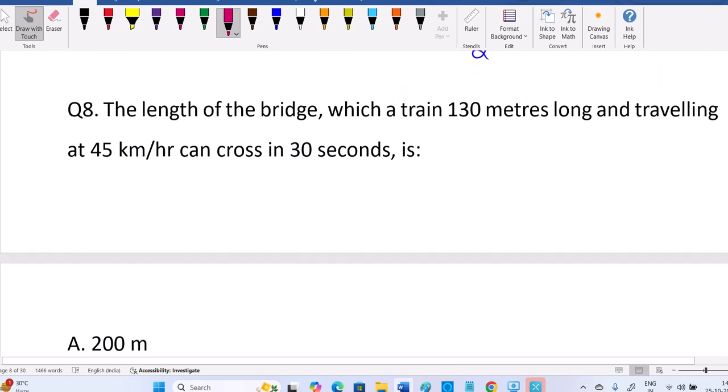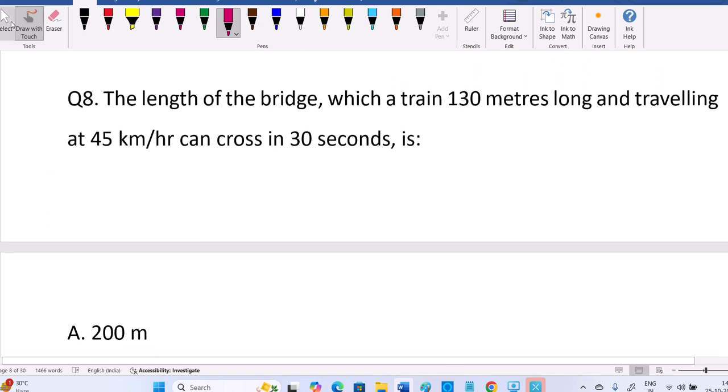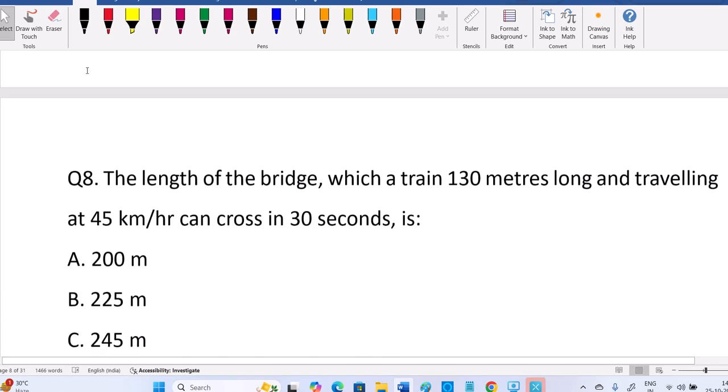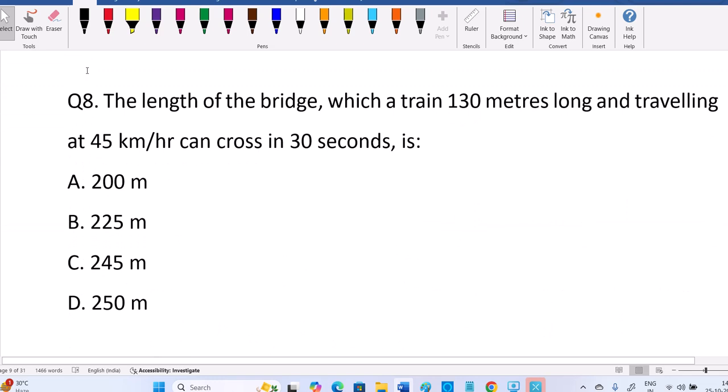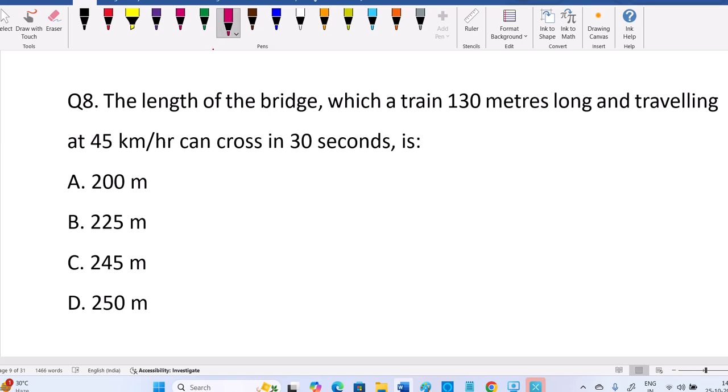Now the next question is pretty much similar to the previous one. But here we have to calculate the length of the bridge. Train length is 130. So when a train is crossing a bridge, we consider distance, speed, and timing. The timing they gave is 30 seconds.